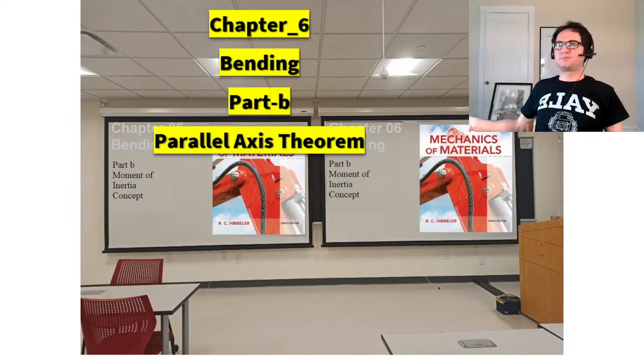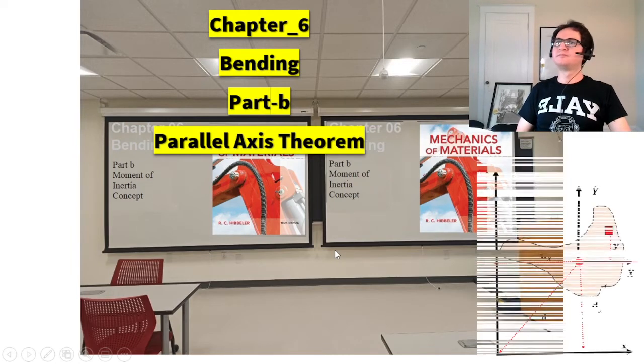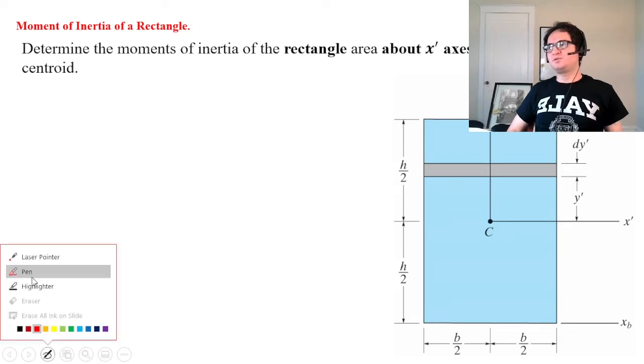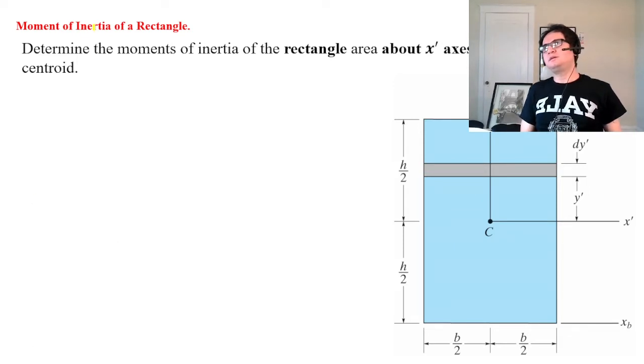Chapter 6, Bending, Part B, Parallel Axis Theorem. Just consider we want to determine the moment of inertia for a rectangle about its centroid. So that's about the x prime axis.